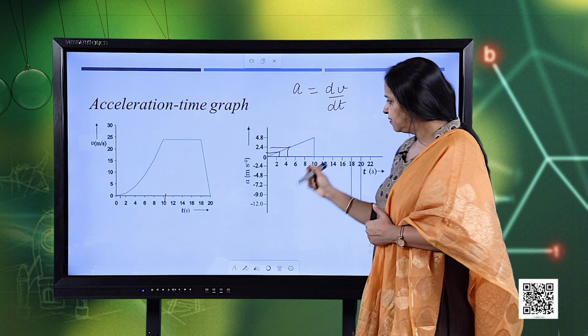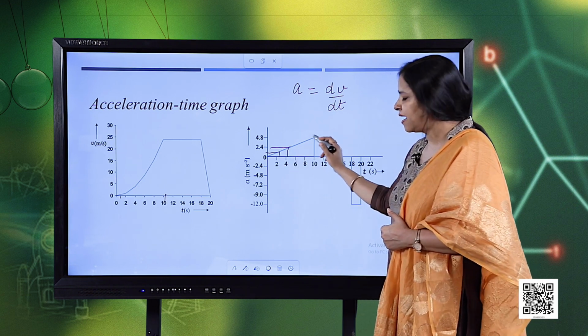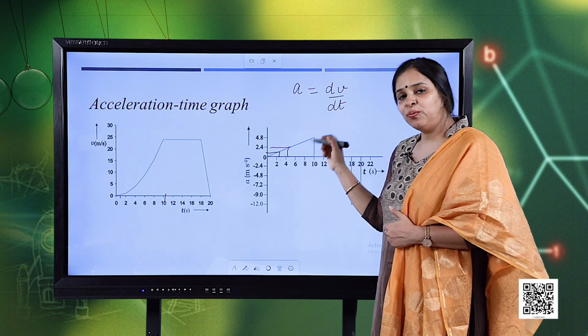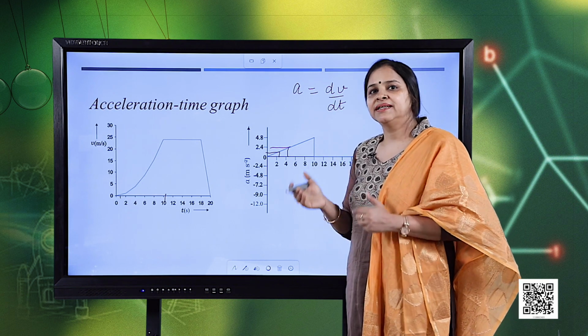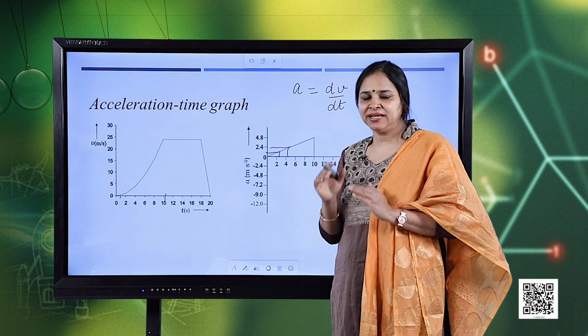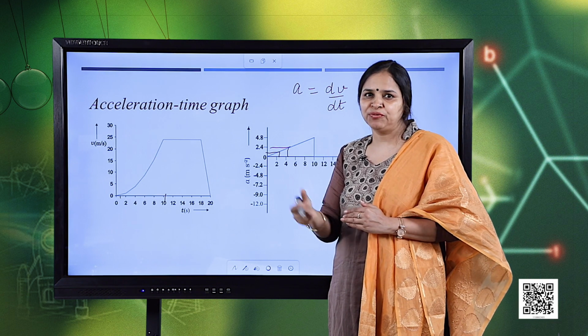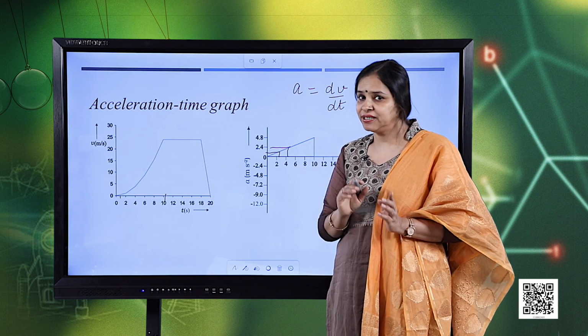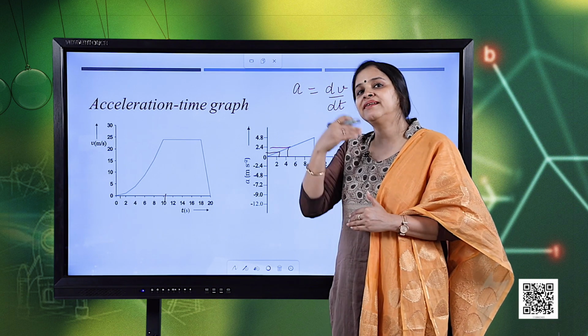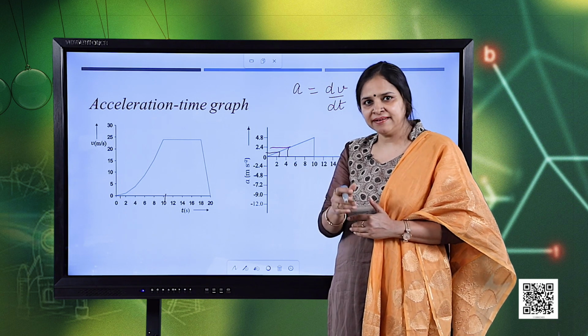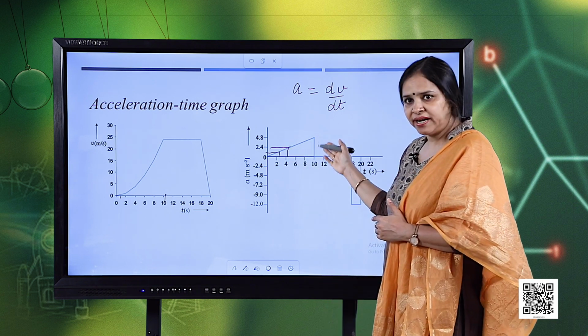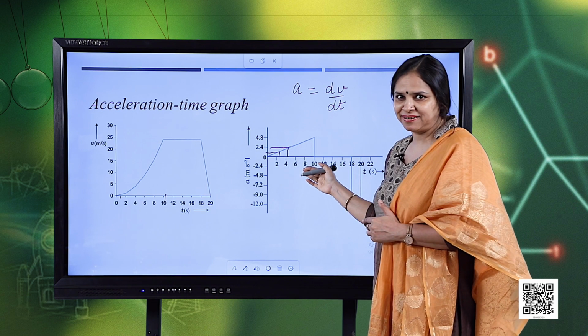Also, since we have obtained a straight line inclined to the time axis, we can conclude that here the acceleration is increasing at a uniform rate. Acceleration is not uniform, it is increasing at a uniform rate. That is how the line is a straight line inclined to the time axis.